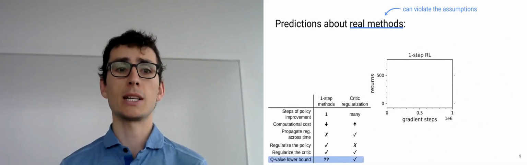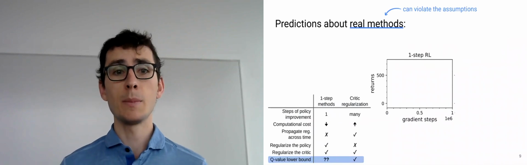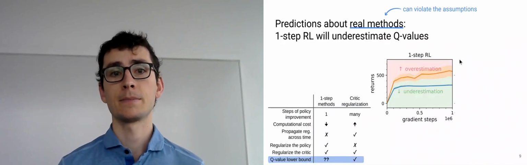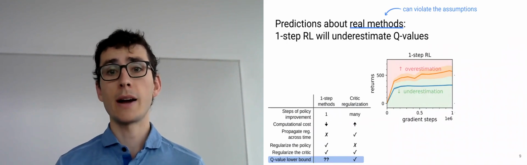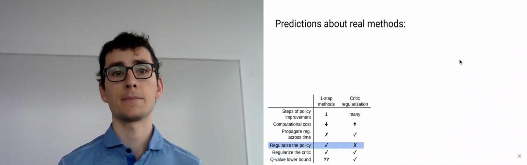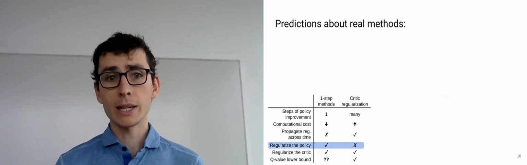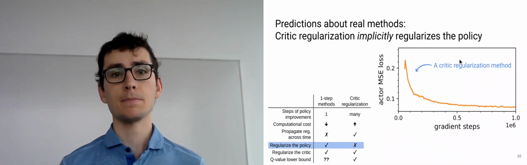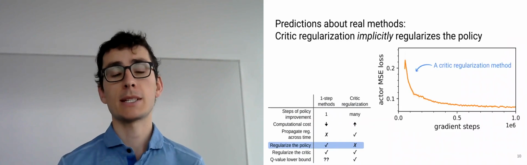Now, based on our theoretical results, we predict that one-step RL methods might have the same lower bound property that critic regularization methods have. And empirically, we find that this is correct. The Q value underestimates the true future returns. Our theoretical results also suggest that critic regularization methods implicitly regularize the policy. Again, the experiments confirm this prediction.